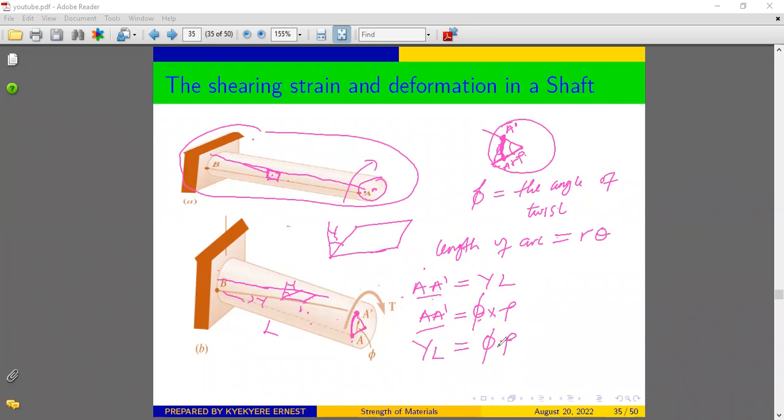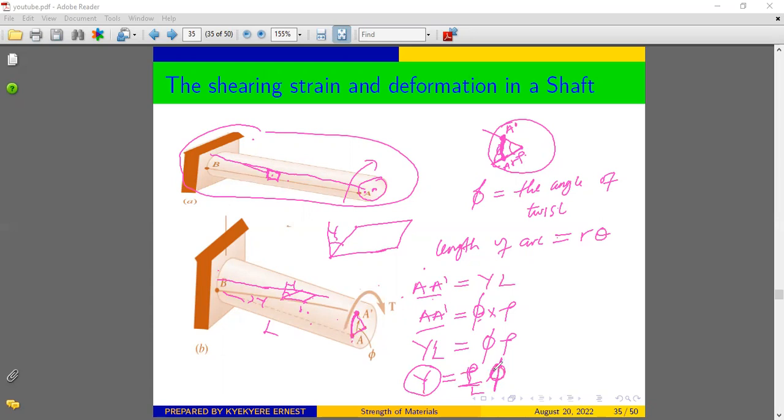And from here, we can say that gamma is equal to rho over L times phi, which is the angle of twist. It means that our shearing strain, this gamma, don't forget that it is a deformation in the right angles, and it is referred to as the shearing strain. So from here, we can say that the shearing strain is equal to the distance of a point from the center along the radius over the length of that circular shaft times the angle of twist, which is phi.